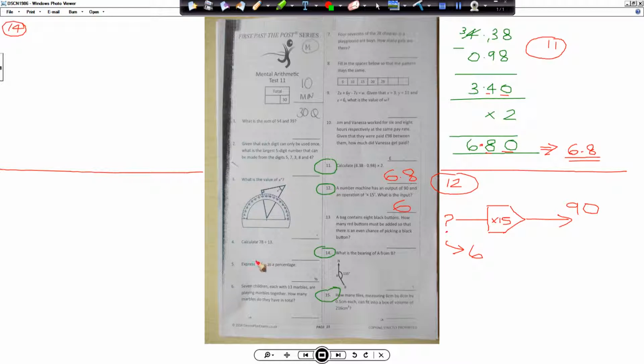Okay, number 14 says, what is the bearing of A from B? Now, do the bearing of A from B. Where do we start? We start at B. Okay, I need a straight line. So let's go to Tools. That will do. We need a straight line at B to north. Okay, that's not straight. Right, let's rub that one off and let's try it again.